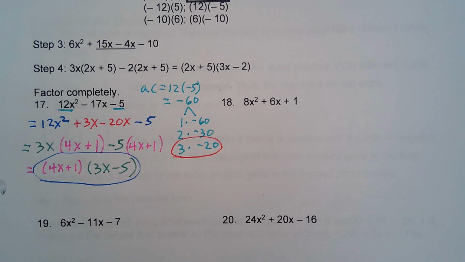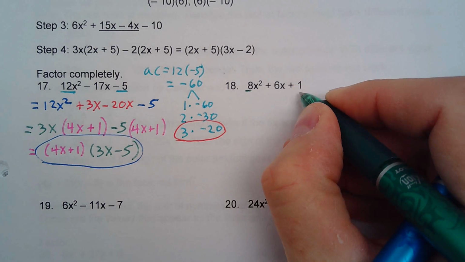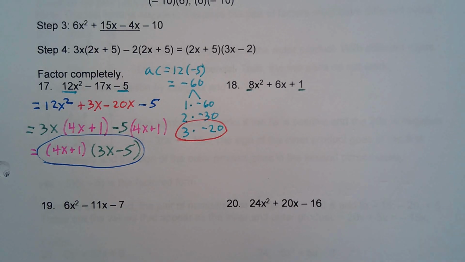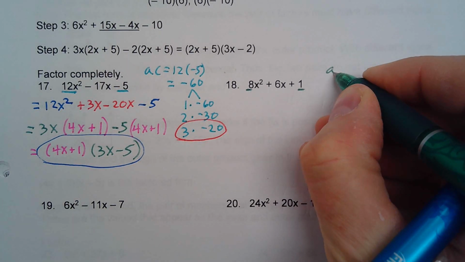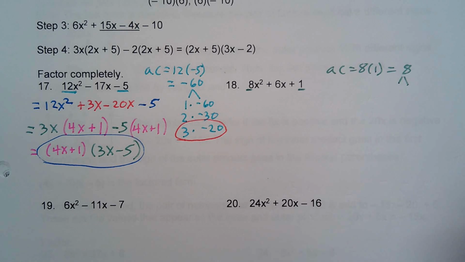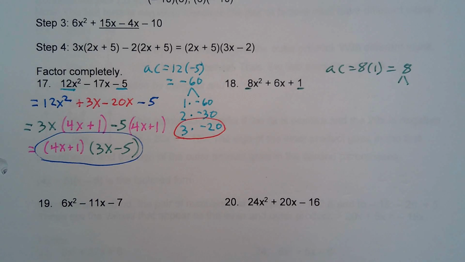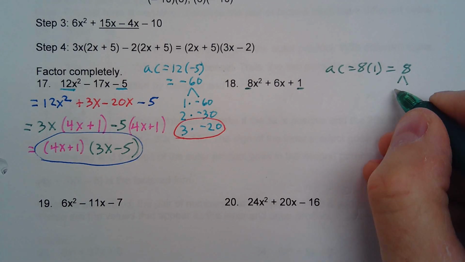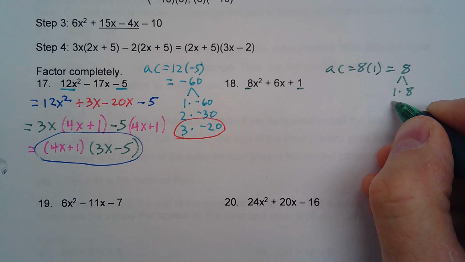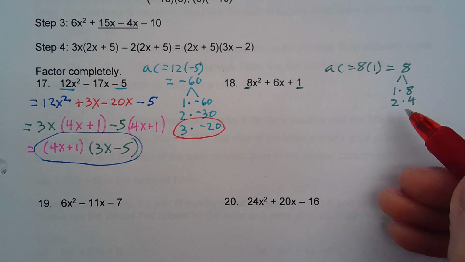Let's try the next one. Let's do 8 times 1 is 8. So I'm going to do my AC method here. So I got to break down factors of 8, find the pair that add up to 6. So 1 times 8, that's 9. 2 times 4, bingo. There's my pair of factors.